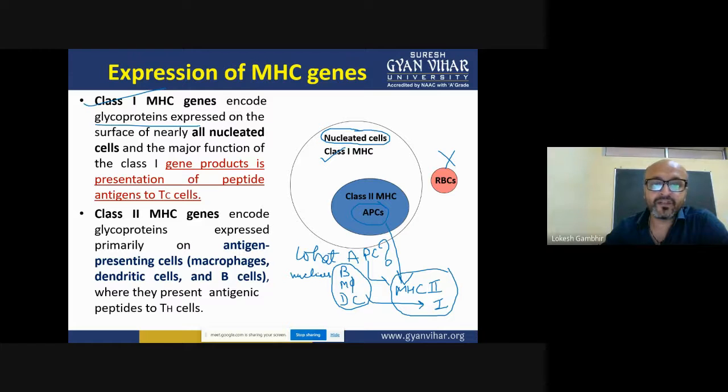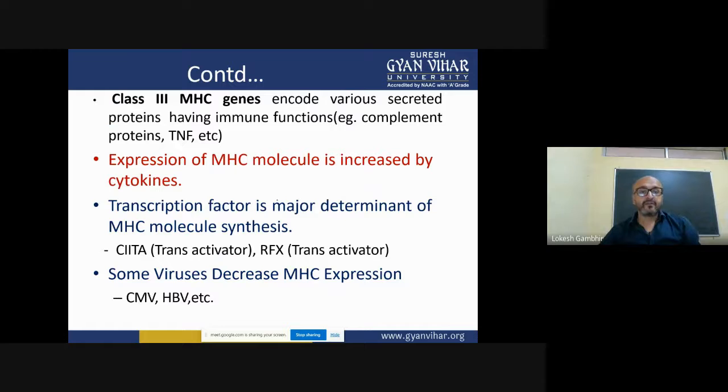MHC1 is a glycoprotein present on all the nucleated cells. MHC2 is present on the APCs, which already contain MHC class 1 molecule, and that you should always remember. And the cell type that is devoid of MHC is RBCs. Fine. Then what about class 3? Now, class 3, I told you, are secreted proteins.